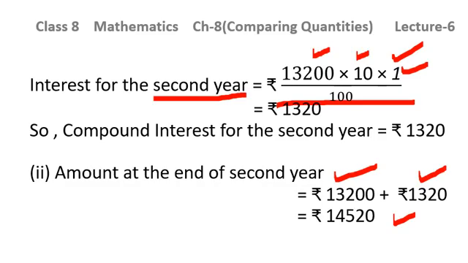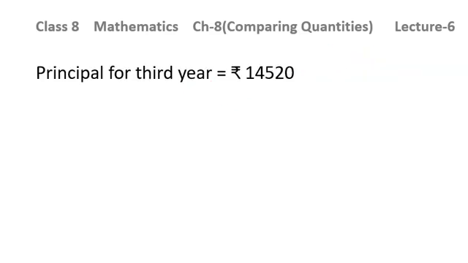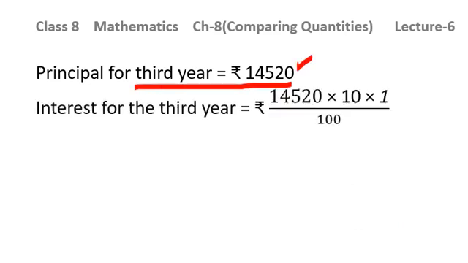Now, as I need to find the compound interest for the third year, this will be the principal for the third year, because the amount of the previous year, that is second year, will be the principal for the third year. Like this I have written here. So the principal for the third year will be 14,520. So the interest will be principal P into R into T divided by 100.